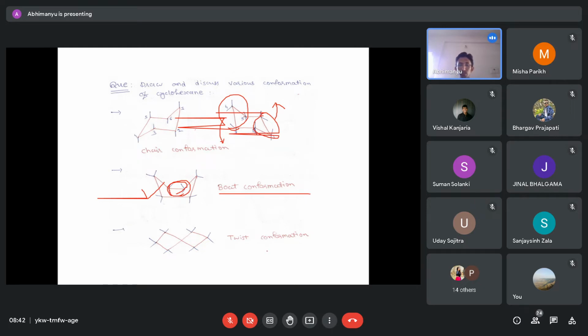Now in twist conformations, a highly stable molecule as compared to chair and boat. So this one is the twist. It is highly stable, but it is unlikely to form during the transition period.